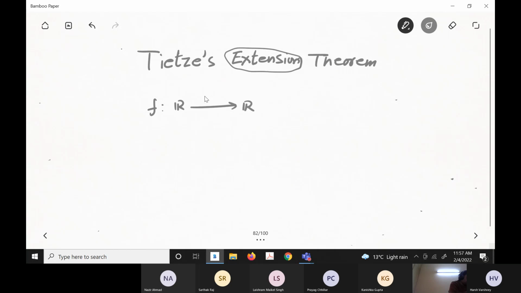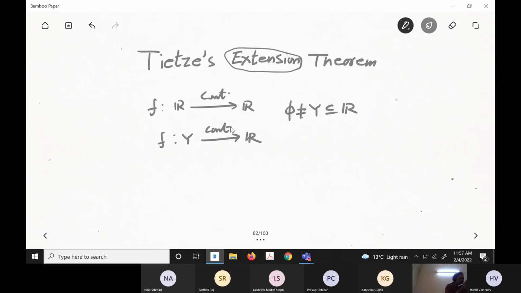And if this is continuous, then if you take any non-empty subset Y and restrict this function to Y, it will still remain continuous. Okay, but what about the other direction? Suppose I have a continuous function here.